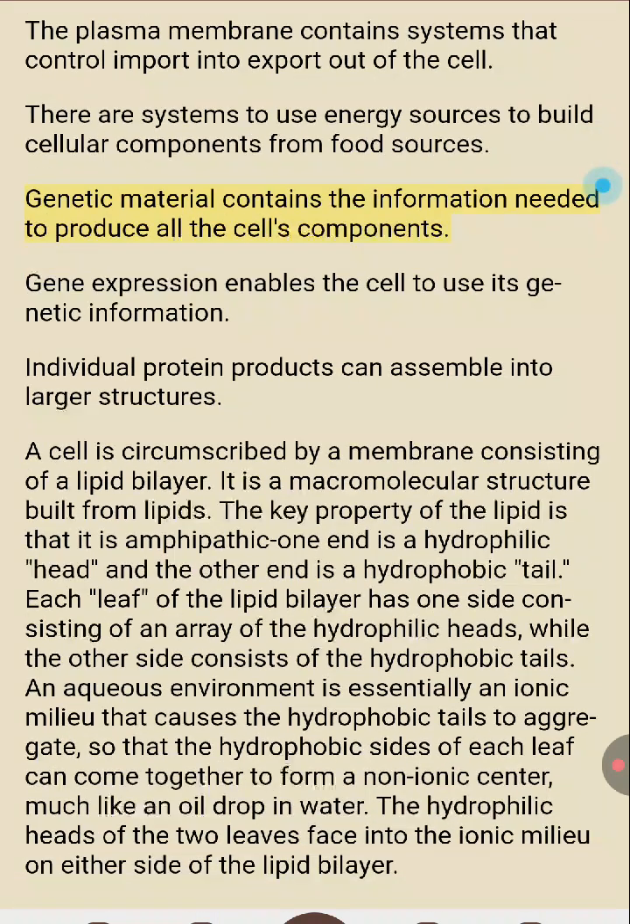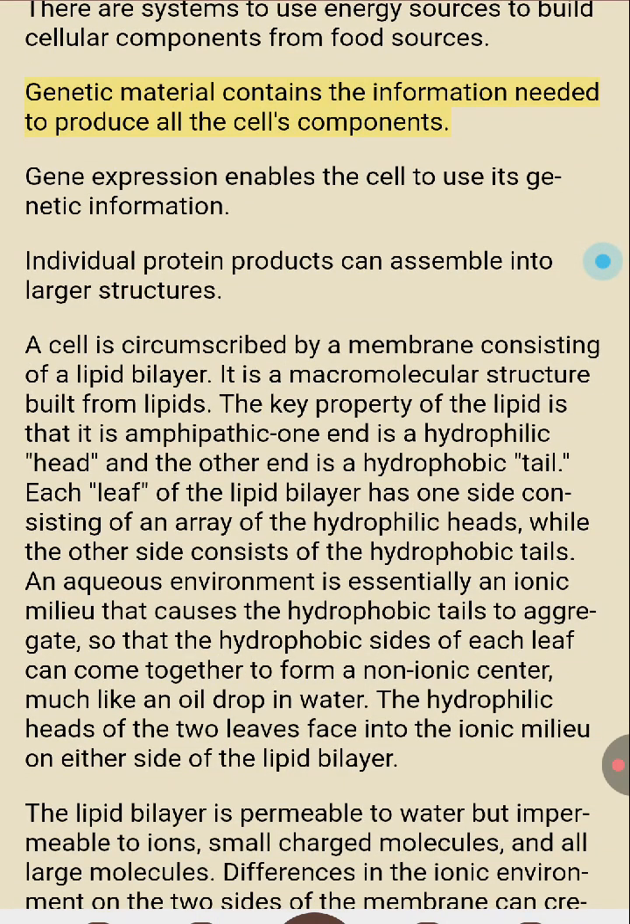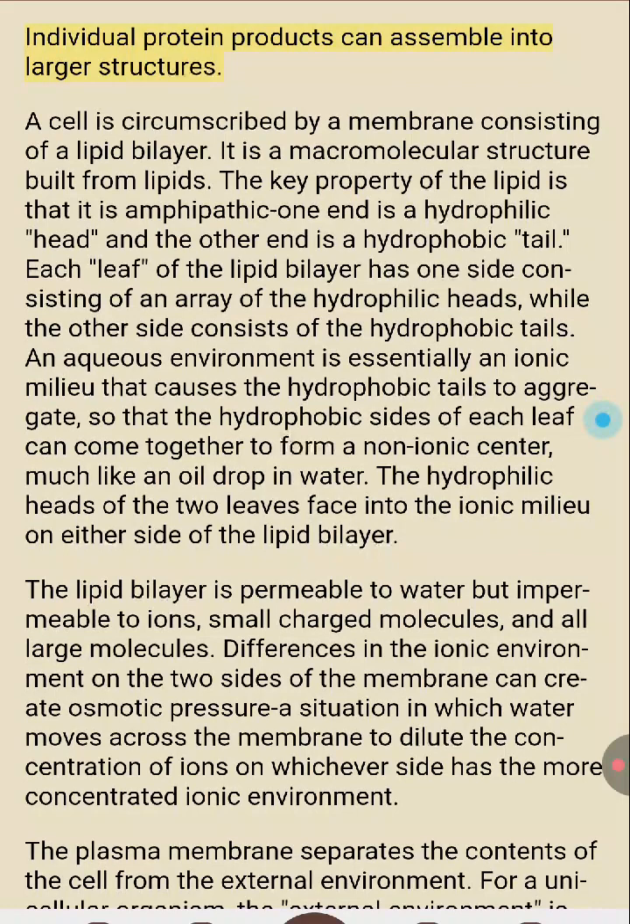There are systems to use energy sources to build cellular components from food sources. Genetic material contains the information needed to produce all the cell's components. Gene expression enables the cell to use its genetic information. Individual protein products can assemble into larger structures.